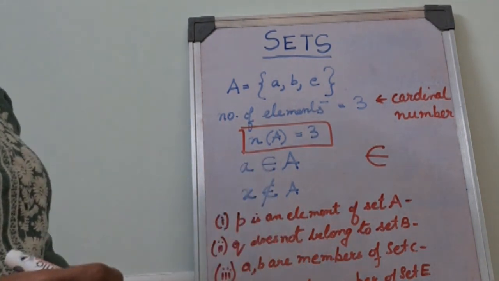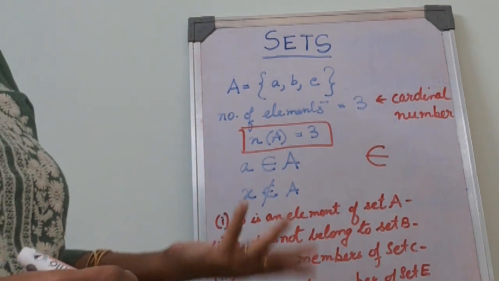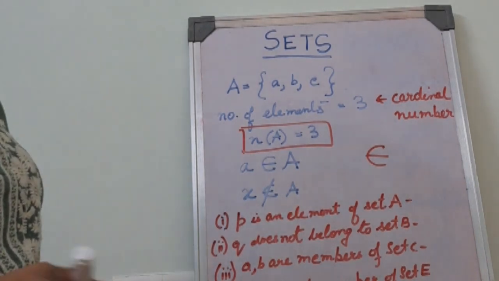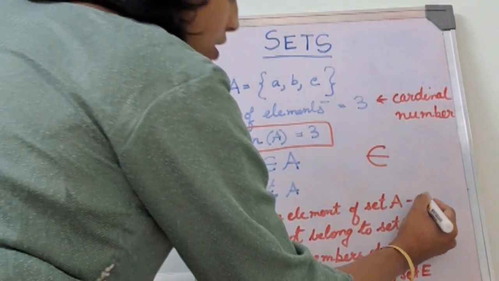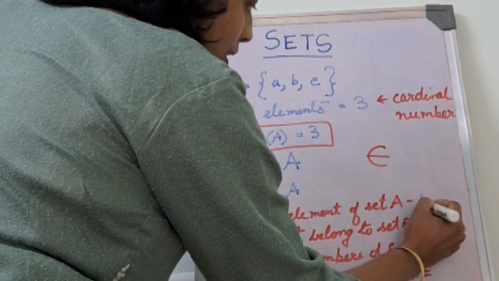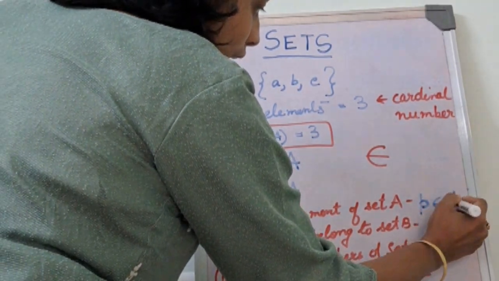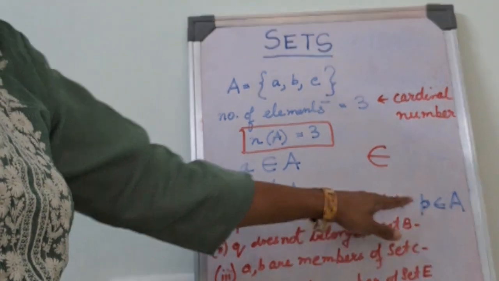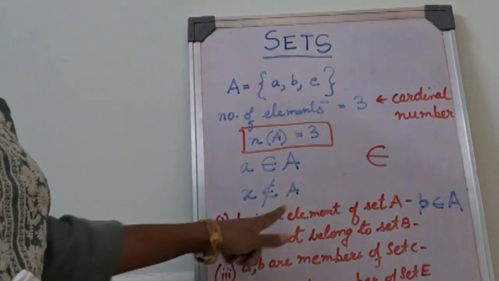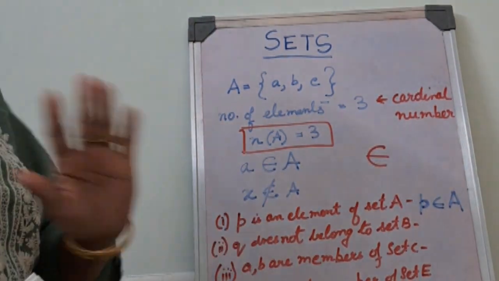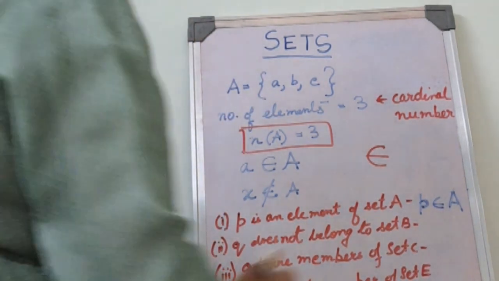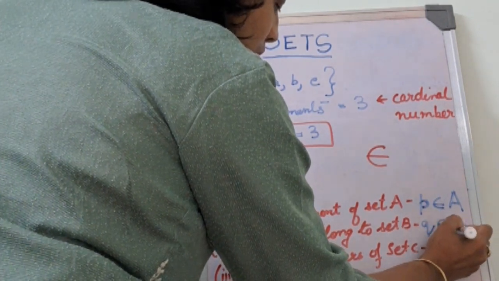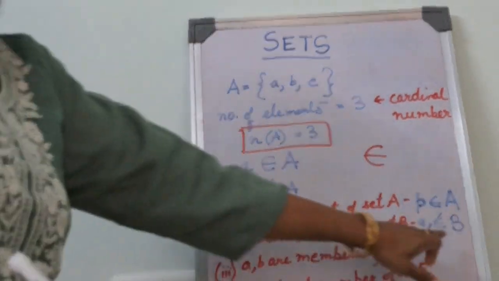So let's try a few examples where we have to notate the sets. p, small letter p, is an element of set A. So how will I denote it? p belongs to A. Right? p is an element of this set A, so p belongs to A. q does not belong to set B. That means there is no element called small letter q in the set B. So same thing, you write q, you write this element symbol and then you strike it off, then you write B.